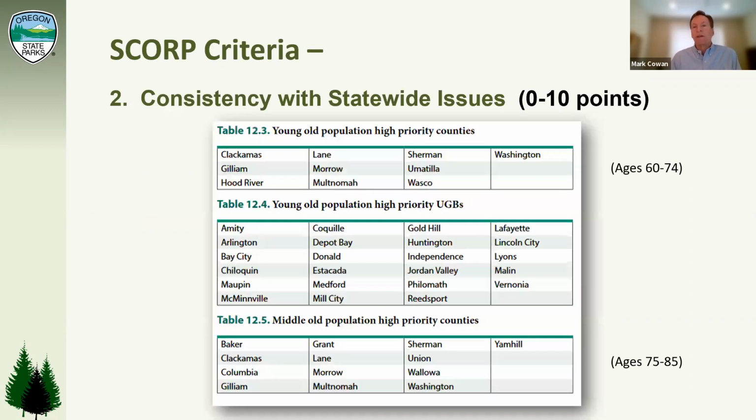It starts off by just identifying high priority counties and high priority UGBs. And you can see where it's broken down further, from the young old population at the top, down to the middle old population in that bottom category. Apparently I am now within the young old population, which I guess is nice to be told that you're young within some category, even though they're using old in the same title. But anyway, if your project falls in one of these regions, that's what you will want to cite.